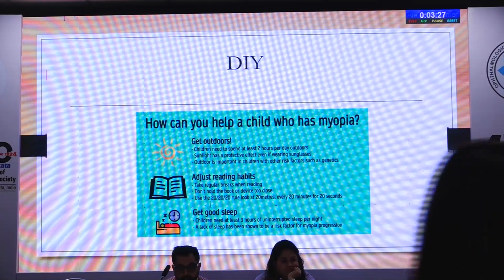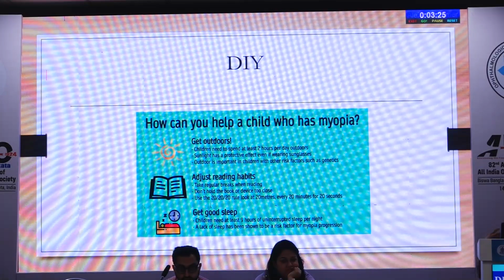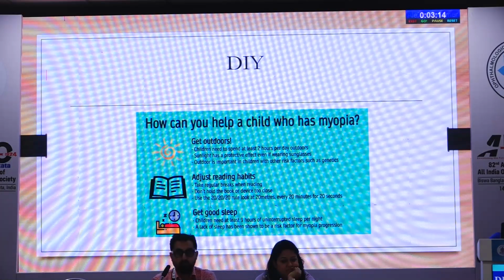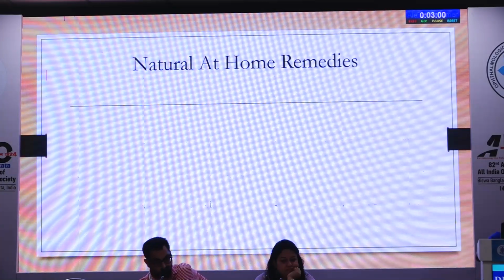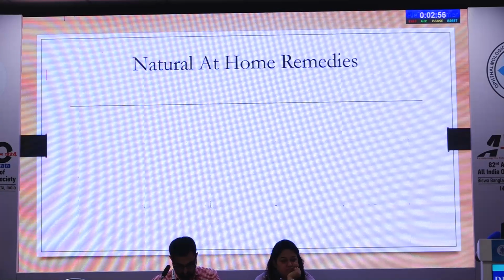Now, this is very important. As parents, we always want to do something ourselves. So tell them this is your do-it-yourself thing that you can do easily at home. Let the child get outdoors, adjust the reading habits, have better sleep. This is something where the mother or the father feels that they are actually doing something to change the myopia. So DIY is really good. These are terms that our families really like. Home remedies. What can I do from home?